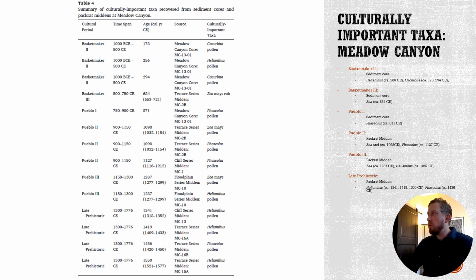A number of culturally important taxa were recovered from the core and the pack rat middens. These dated to Basket-Maker 2, 3, Pueblo 1, 2, and 3, and late prehistoric times.